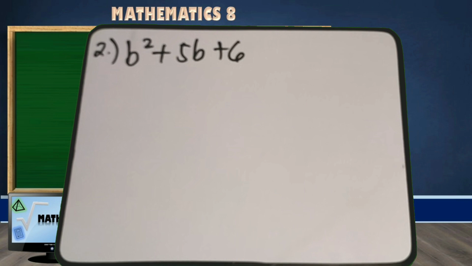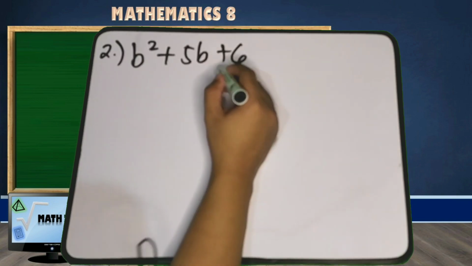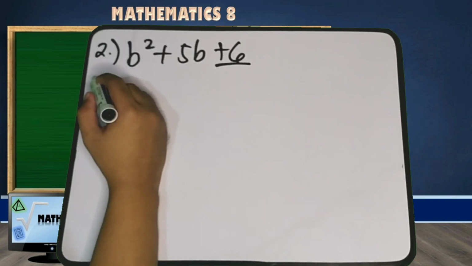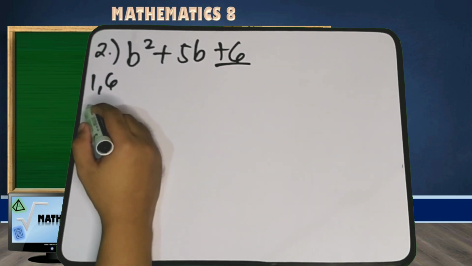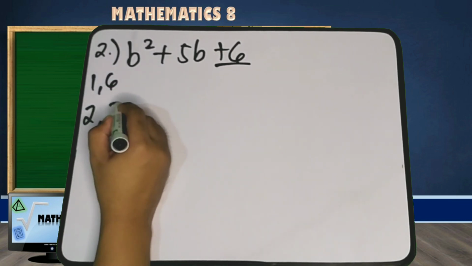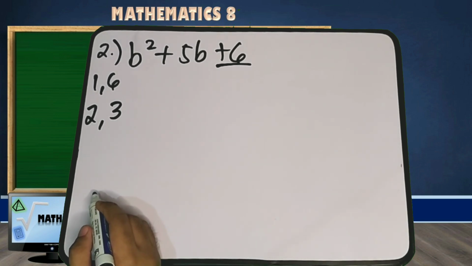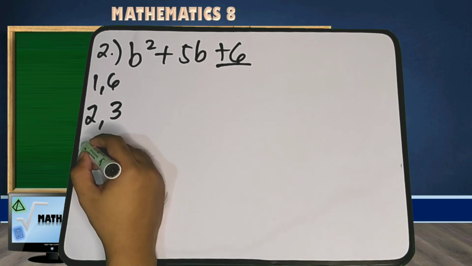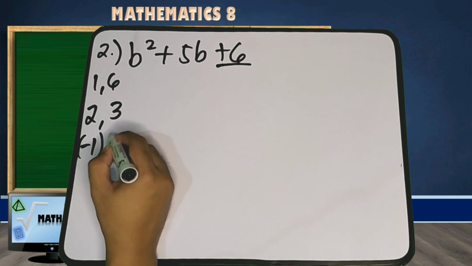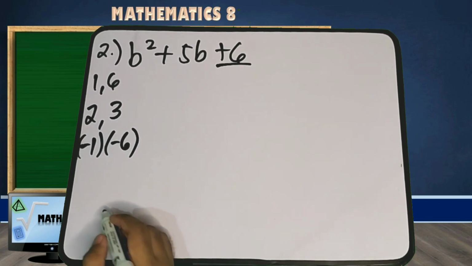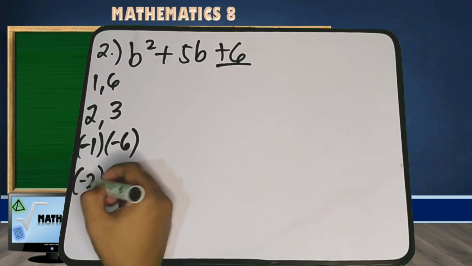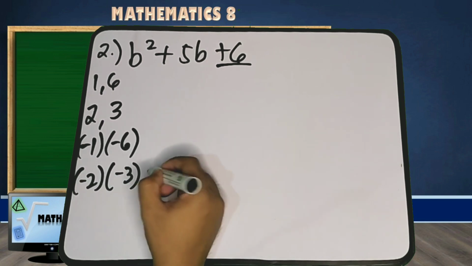So, let's have number 2, b squared plus 5b plus 6. Now, list down all the factors of the last term. Our last term is 6. So, the factors of 6 are 1 and 6, 2 times 3, negative 1 times negative 6, negative 2 times negative 3.